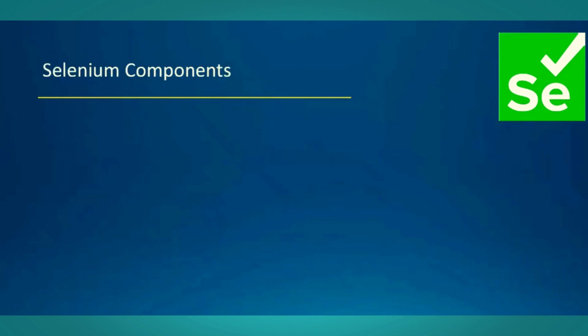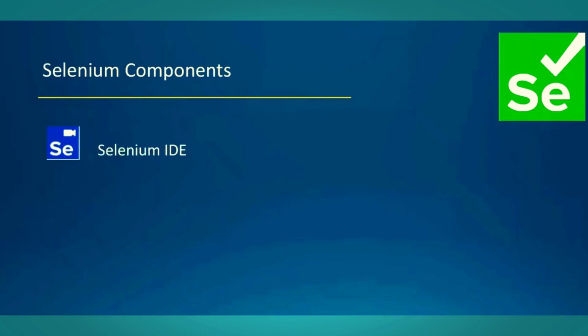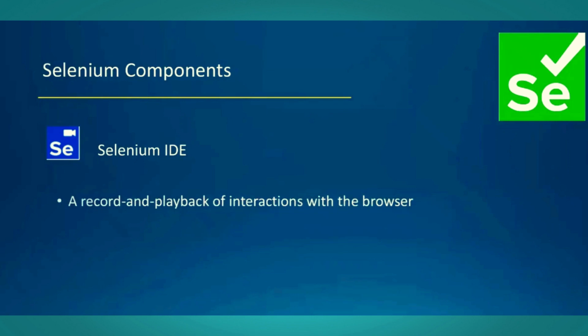Now let's discuss Selenium components. We have three different components in Selenium: Selenium IDE, Selenium WebDriver, and Selenium Grid. Now let's understand what Selenium IDE is. IDE is Integrated Development Environment. So Selenium IDE is a standalone application which can be used to record the interactions on the browser, and we can play back those interactions once we are done with the recording.